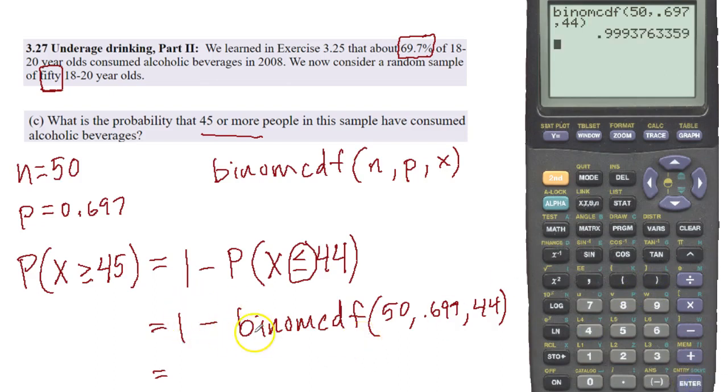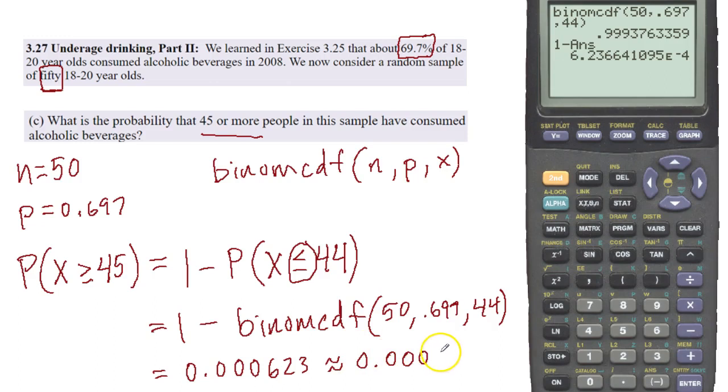Okay, and we want 1 minus that, so we're going to take 1 minus the answer we just got. You can go to second, then answer, then hit the negative, and you'll have 1 minus answer, and we'll get this result. That e to the negative 4 is just like scientific notation. We just move the decimal over, and we'll get 0.000623. And we want our answer rounded to 4 decimal places. Yeah, 4 decimal places. So this is approximately 0.0006.